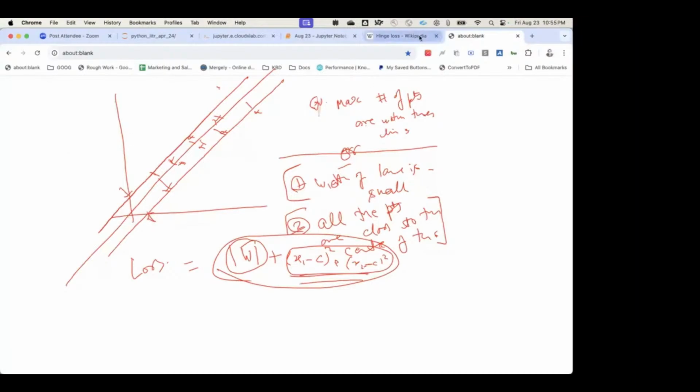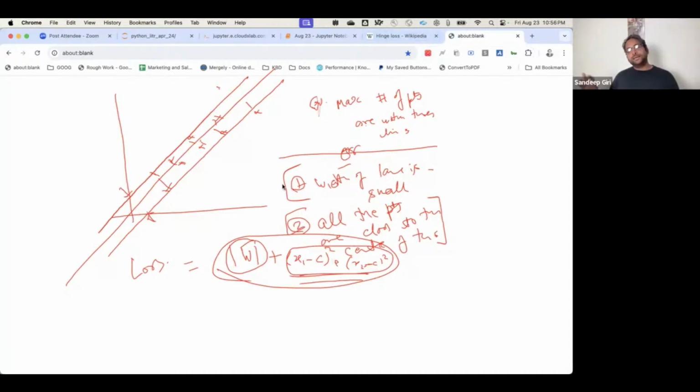You have taken the example of classifying the photos. So why do these functions work better for classification? No, that was a separate one. I'll come back to that one. This one was for regression. So we are saying that this hinge loss would work better because it is trying to keep all the data points within the lane. Got it?